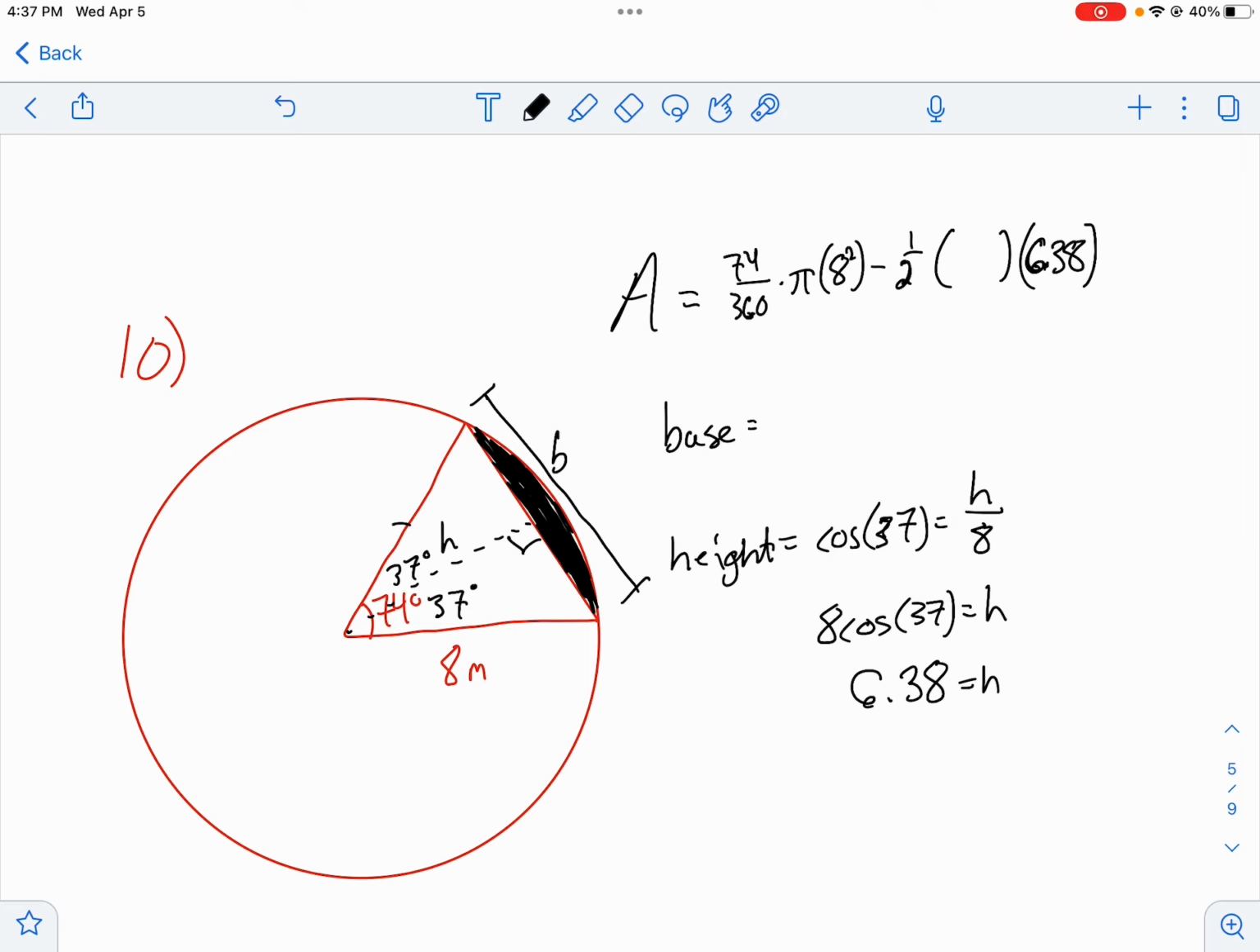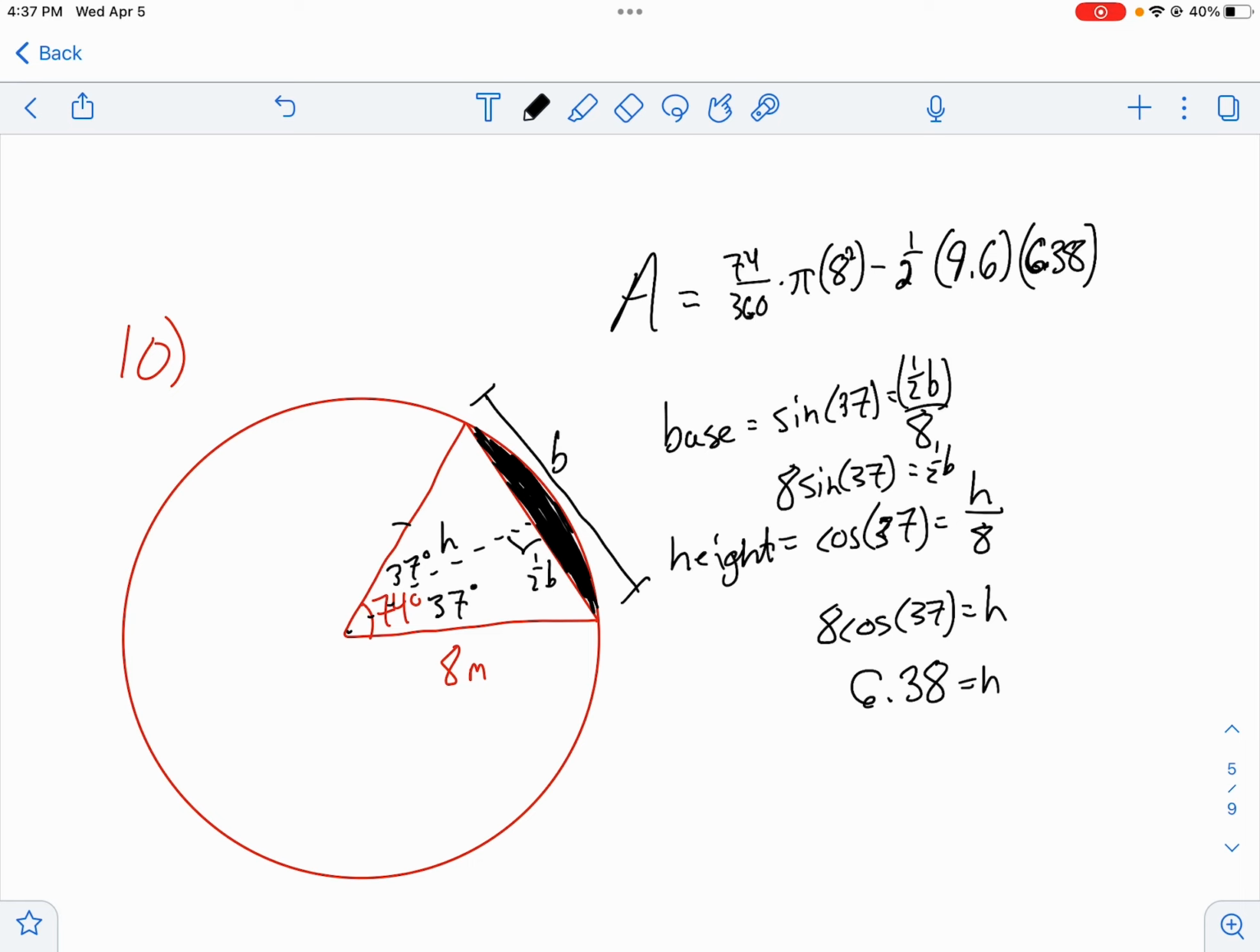So I can find half of my base, right? This is 1/2 of my base right there. Let's go ahead and solve that. That's going to be opposite over hypotenuse. That's going to be sine of 37 is equal to 1/2 of my base over 8. So 8 sine of 37 is equal to 1/2 of my base. So 8 sine of 37 is 4.8. I'm going to multiply that by 2 to get my whole base, and that's 9.6.